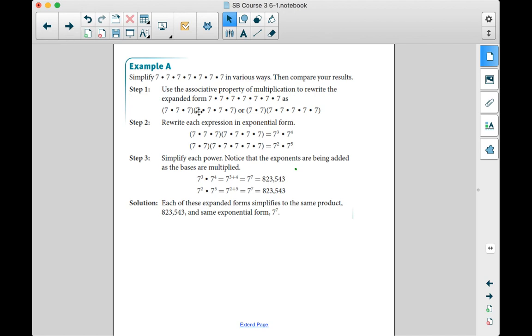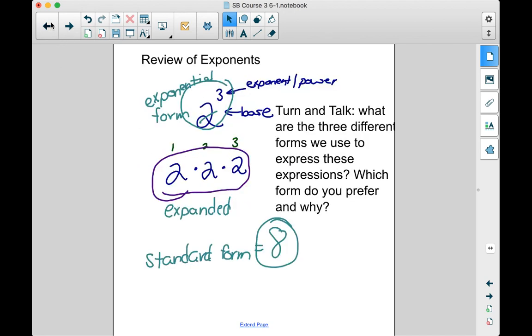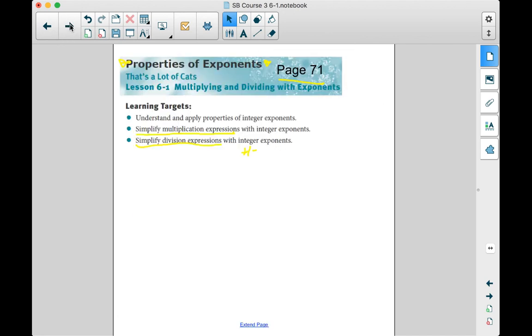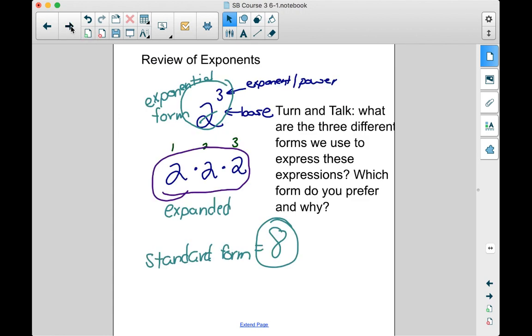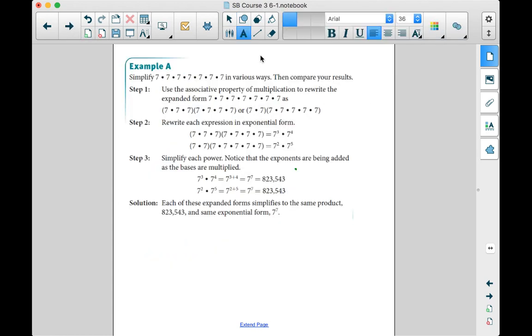Great, so now we are continuing on. We started off on page 71. I believe that we are now on page 72, and we're going to take a look at example A. So on example A, it has given us this expression right here. So it's 7 times 7 times 7 times 7 times 7 times 7 times 7. And it's asking us to simplify this in various ways.